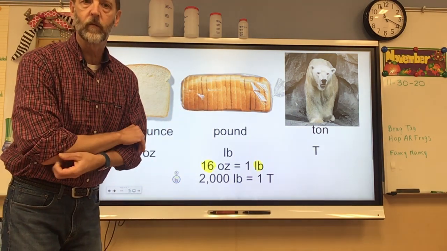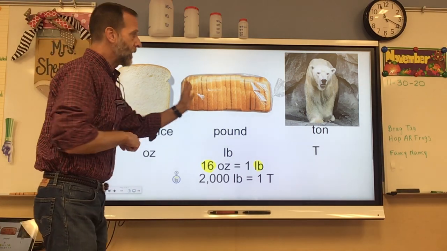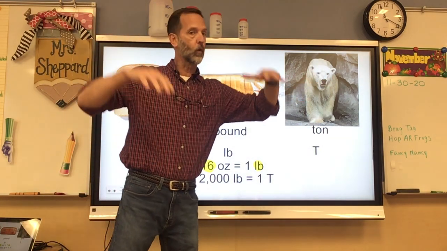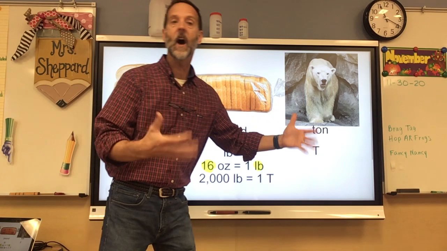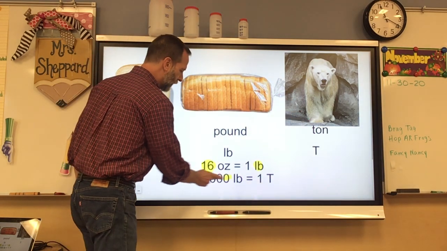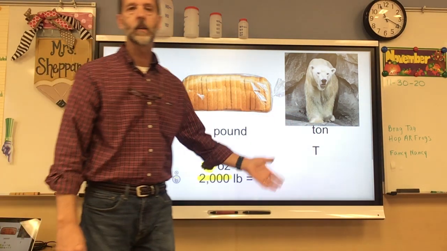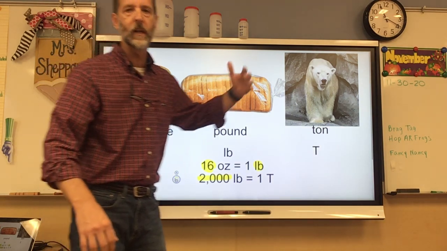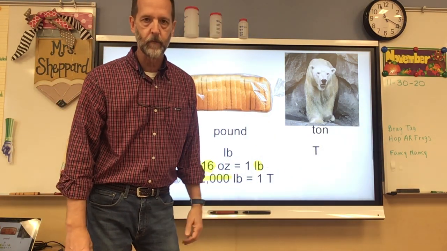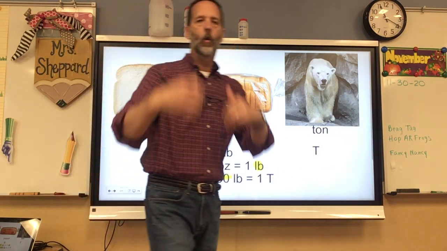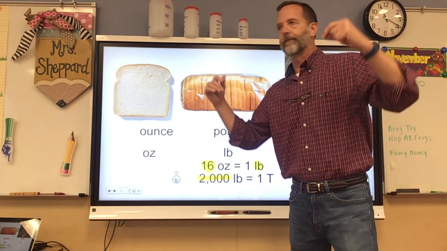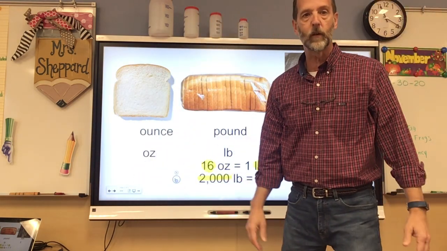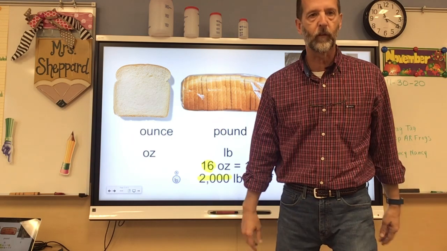make the pound. Okay? And then to make a ton, tons are real heavy, so we need a lot of pounds. We would need 2,000 pounds to make a ton. 2,000 loaves of bread would equal 1 ton. So think about your weight right now. If you weigh, I don't know, 63 pounds, you would weigh the same as 63 loaves of bread.